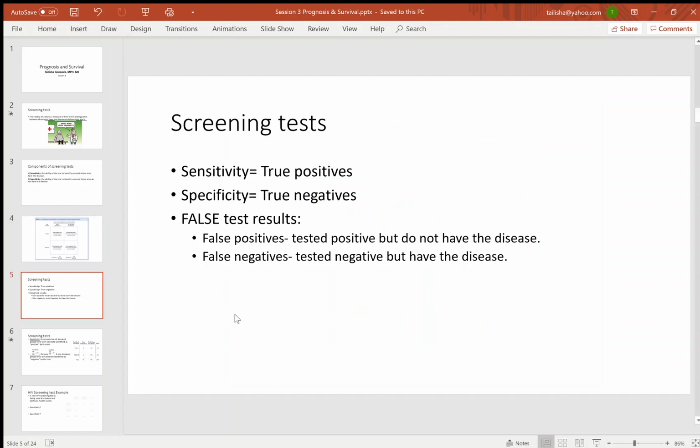So your sensitivity basically tells you who are your true positives. Who are the folks in your population who have the disease, and the diagnostic is actually telling you that they have it. And your specificity is your true negatives. Again, those who do not have the disease and the test is telling you they do not have it. Then you have false test results. We call them false positives and false negatives.